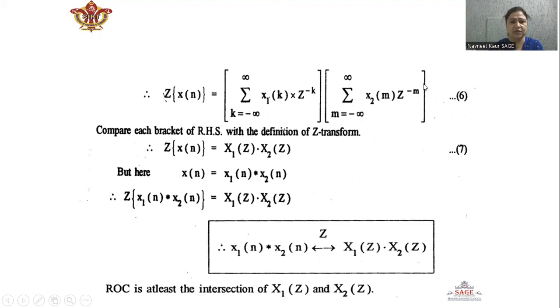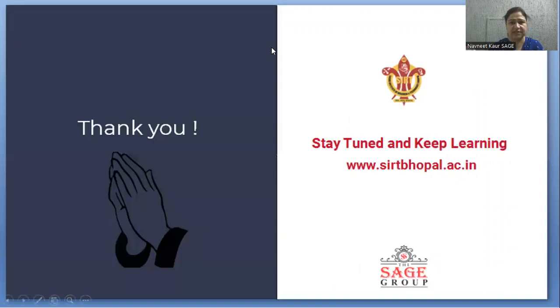Now, if I see the two summations, this is the formula for the z transform of x1(n), and this is the formula for z transform of x2(n). So I'll write it as X1(z) and I'll write it as X2(z). Now, this proves that the z transform of the convolution of x1(n) and x2(n) will be given by the product of the two z transforms X1(z) and X2(z). And ROC will be the common region of the ROC of X1(z) and X2(z). And this proves the convolution property. Now, this is all for today's lecture. Thank you.